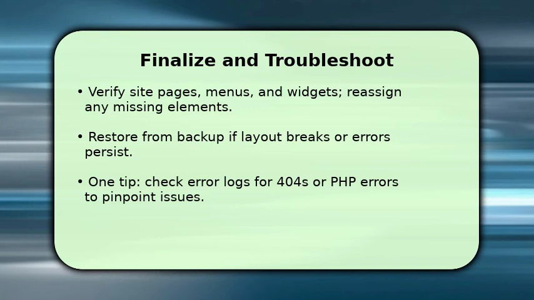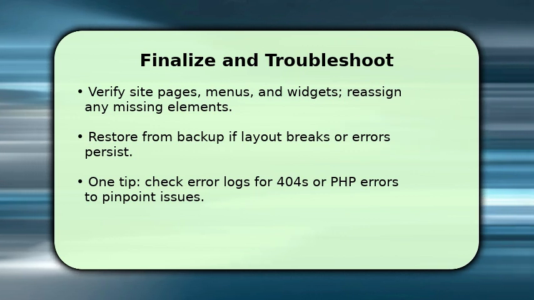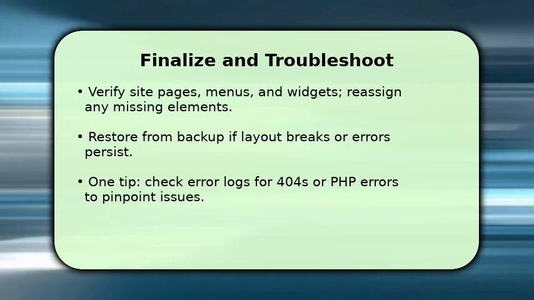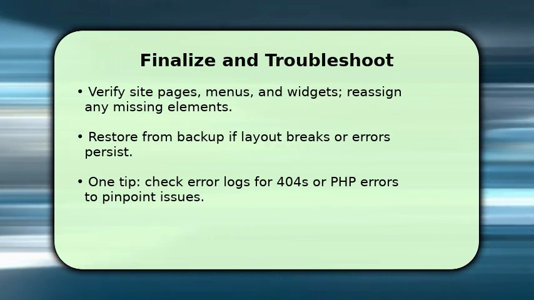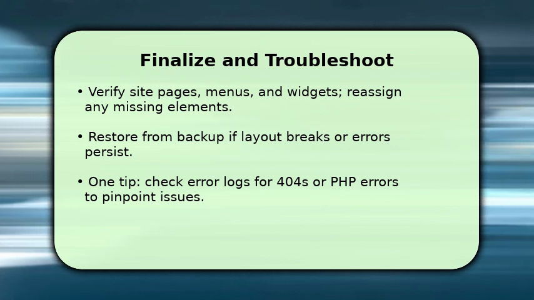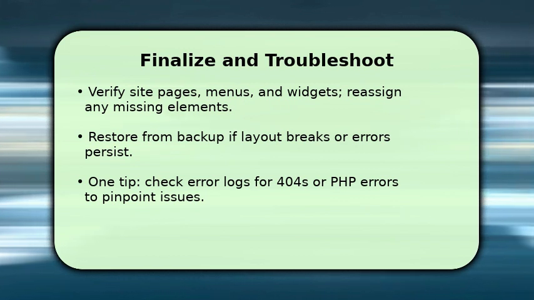You finish by checking every page, menu, and widget to reassign items that reference the removed theme. Ensure styles fall back to the default. If the layout breaks or critical errors appear, restore the backup immediately and retrace steps. Make sure to inspect server error logs and browser console for 404s or PHP errors. This single troubleshooting tip helps you locate missing assets or incompatible code quickly. Once resolved, disable maintenance mode and monitor the site for a few hours.